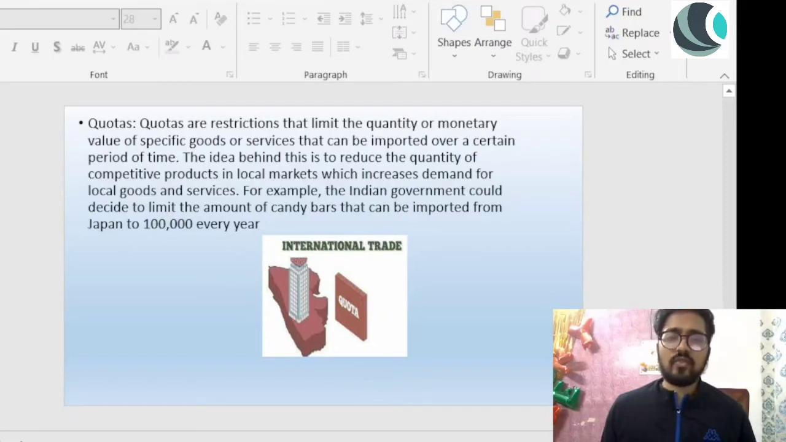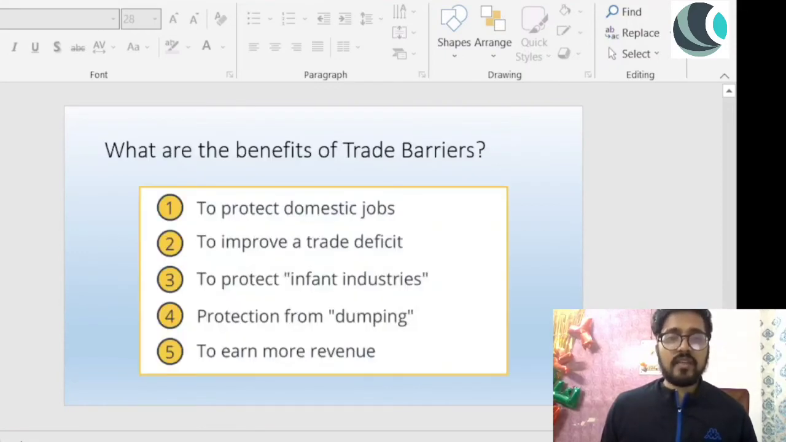So, this is a quota, right? The last thing that we'll discuss in today's class is what are the benefits of trade barriers. We are imposing trade barriers, so there must be a few benefits we are deriving from it. So, we'll talk about what the benefits of trade barriers are.